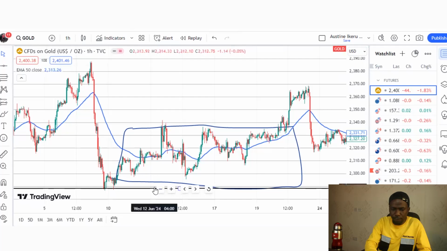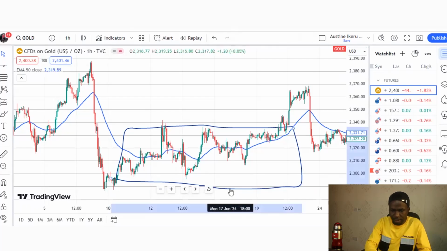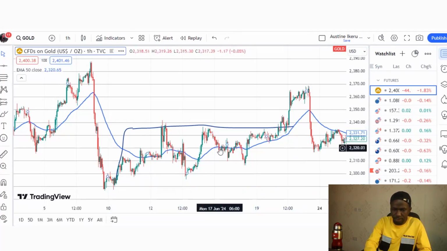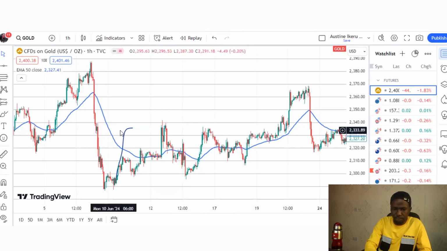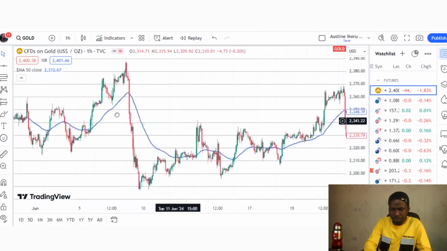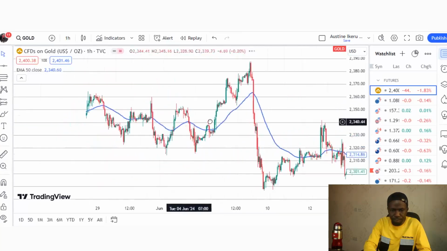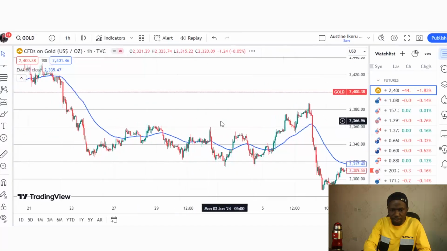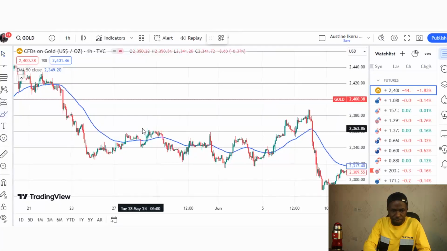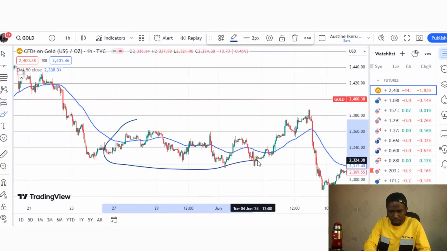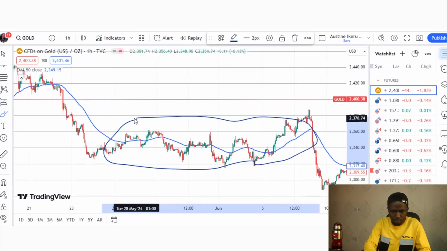So let's look for another example. So this is another example here. From here, you can clearly see that the market is ranging.